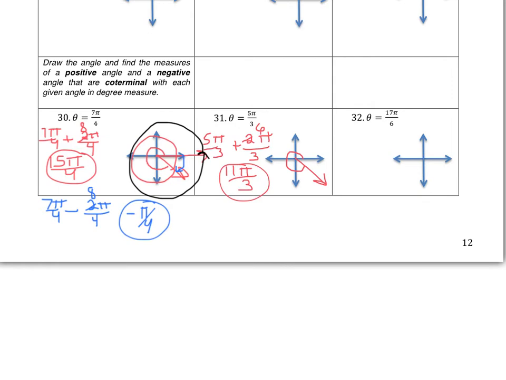That's my positive, so if I went another 2 pi around. And then to get the negative, I will take 5 pi over 3 minus 2 pi. And again, common denominator, times 3 is 6. 5 minus 6 is negative pi over 3. So then negative pi over 3 would be here. Go ahead and try number 32 for homework, and we'll flip to the next page.